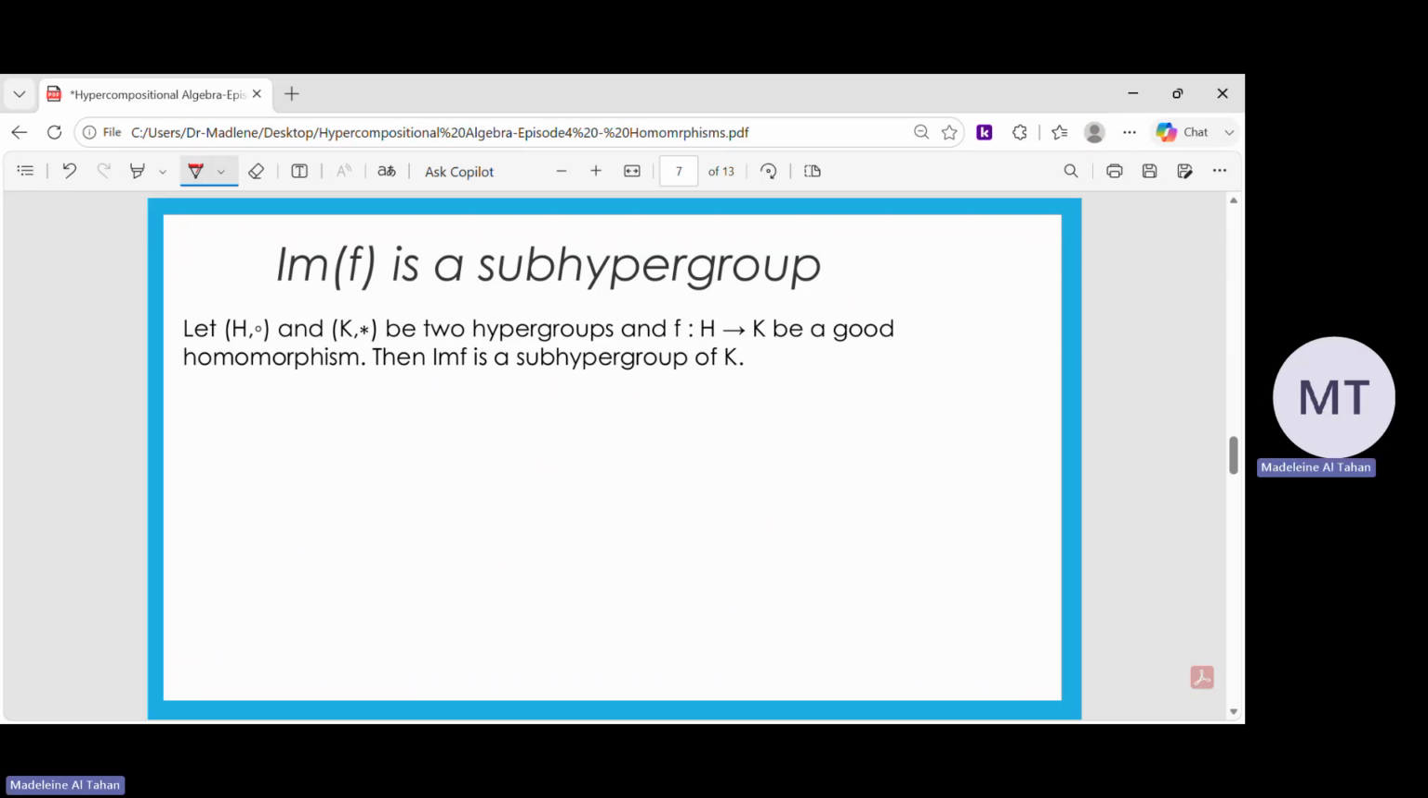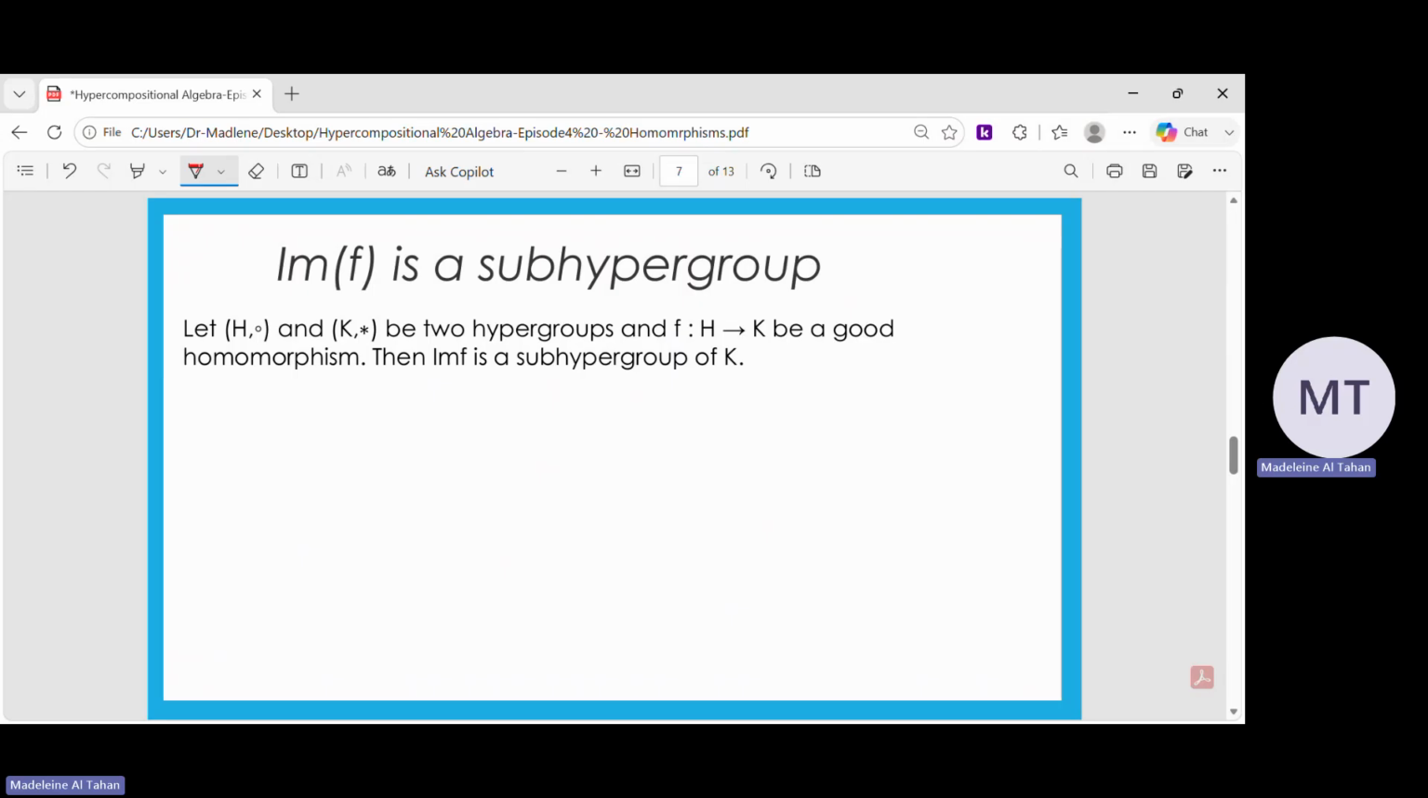Now let's look at this theorem. This is one of the most important results. We're saying here that if f is a good homomorphism, then its image, denoted by image of f, is always a subhypergroup of K. Why is this important? It tells us that every homomorphism automatically generates a new hypergroup inside the codomain. This theorem is one of the fundamental connections between homomorphisms and subhypergroups.